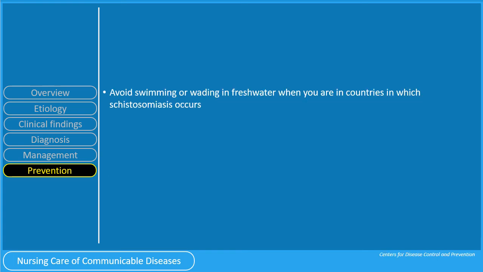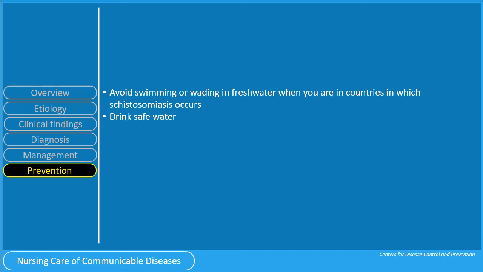The CDC adds that one must avoid swimming or wading in fresh water when you are in countries in which schistosomiasis occurs. Swimming in the ocean or in chlorinated swimming pools is safe. One must also drink safe water.